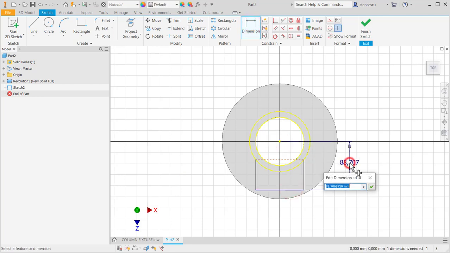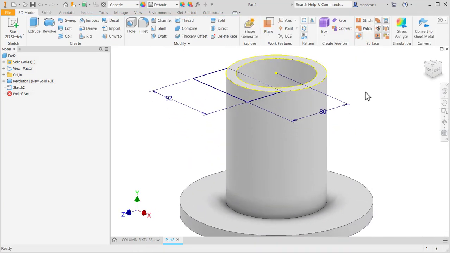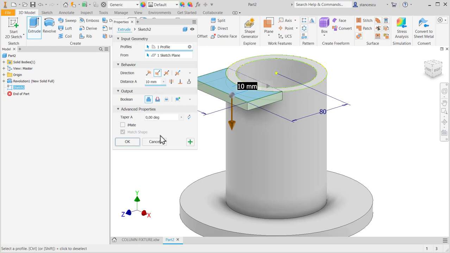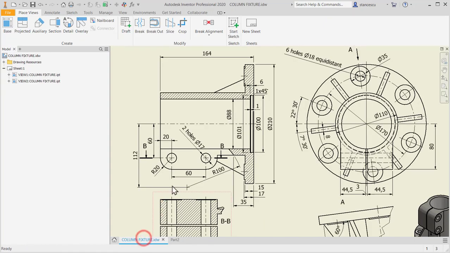from the center, and 44.5 multiplied by 2 plus 3, 92. Finish sketch, extrude the other direction on 20 multiplied by 2 plus 60. Okay, you see these dimensions here, 20, 20 and 60.